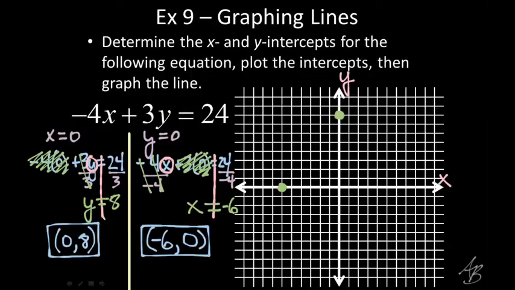And then once I have those 2 points, what do I need to do? Draw a line. Make sure it's straight, make sure it goes to the edges of the grid, and make sure you have arrows on the end of it.